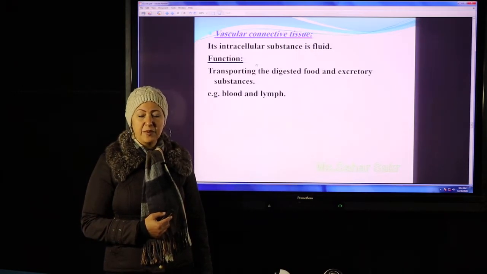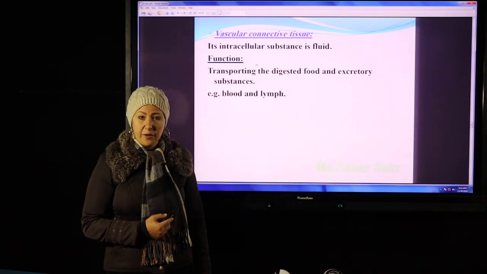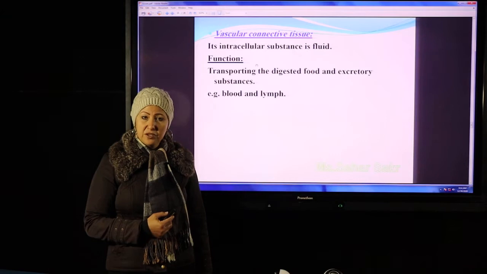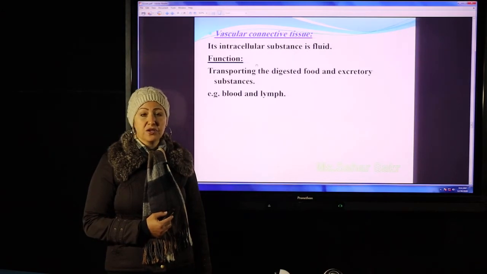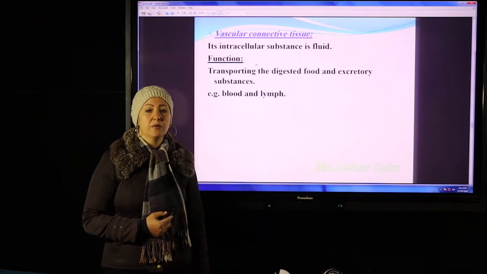Because the cells, for example of the blood, are away from each other, and they are suspended inside a liquid which is called the plasma of the blood. So the blood and the lymph are examples of vascular connective tissues. Their main function is transportation inside our body.